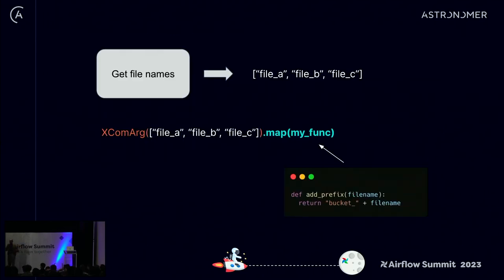Okay, imagine that the file names are not correct. You want to change those file names. One way to do it is by calling map on the output of your dynamic tasks, or even on a classic task. So for example here, we got the file names from the dynamic tasks, and we call map on this list and pass the function we want to apply to every value of that list. And just like that, you are able to modify the output of your tasks pretty easily.